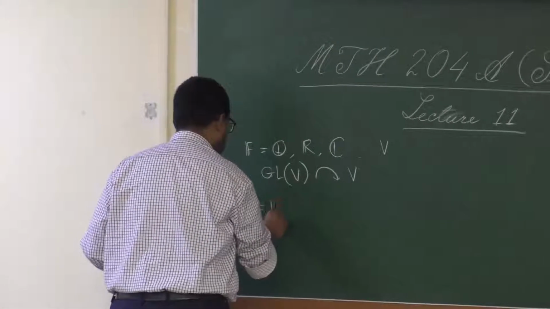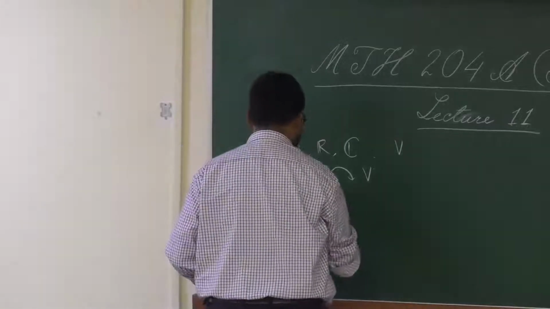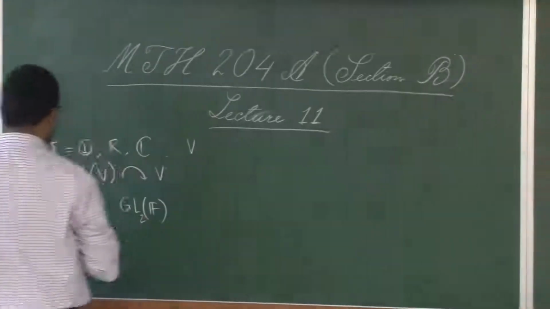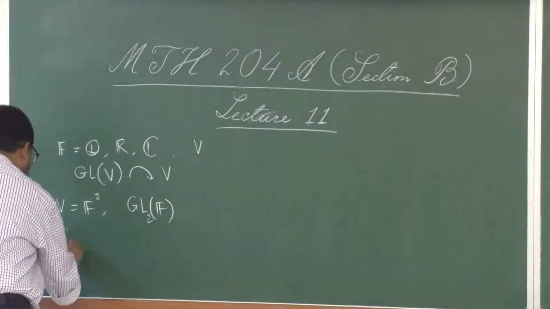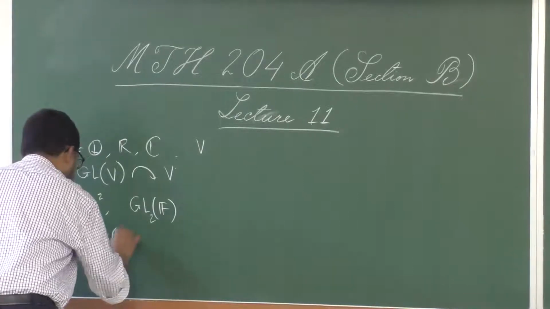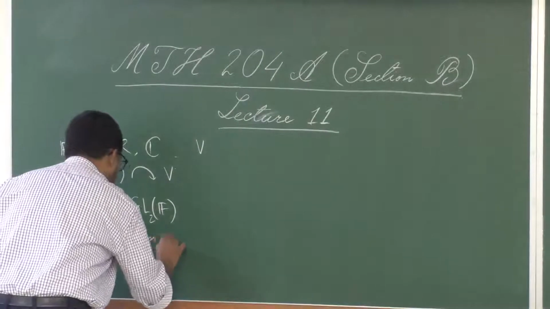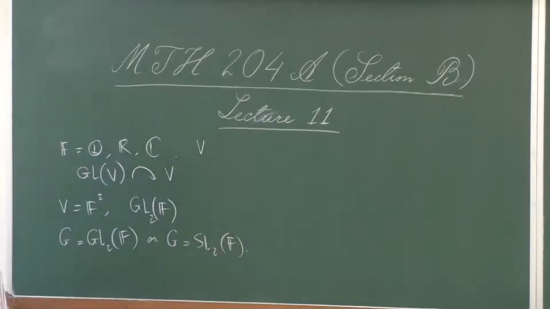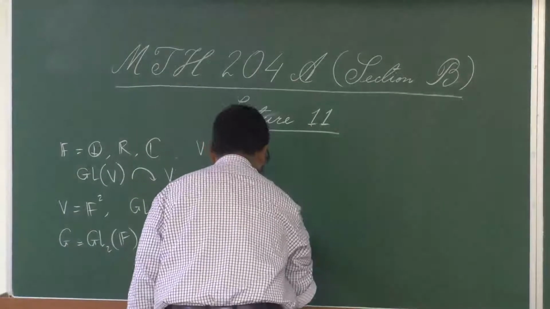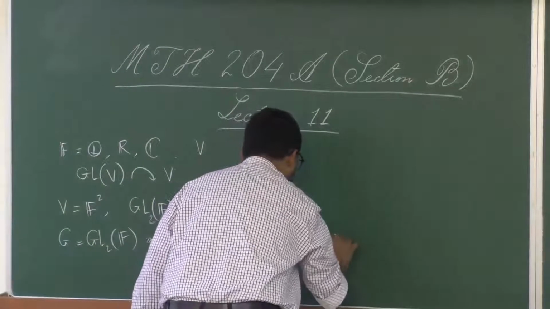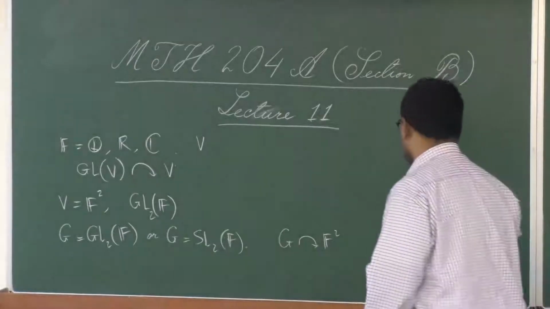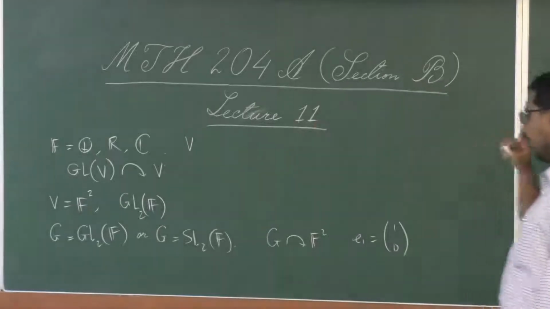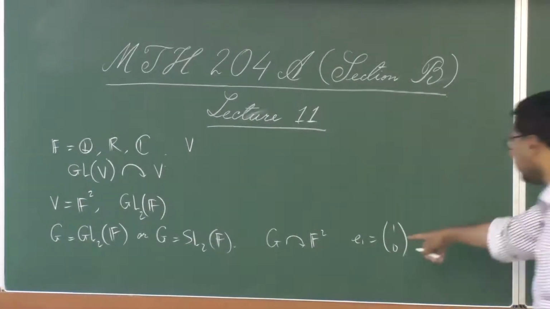So let V be F^2. Thus GL(V) is nothing but GL_2(F). So for now let's denote it by G, so either GL_2 or SL_2, and we consider the action of G on F^2. So let's take the vector e_1, which is (1, 0). What is the stabilizer of this vector e_1?